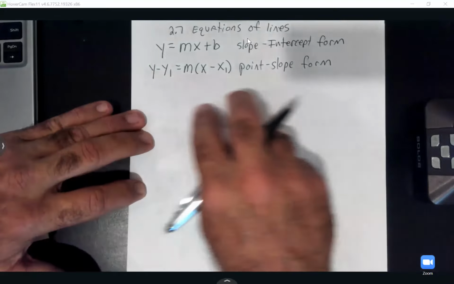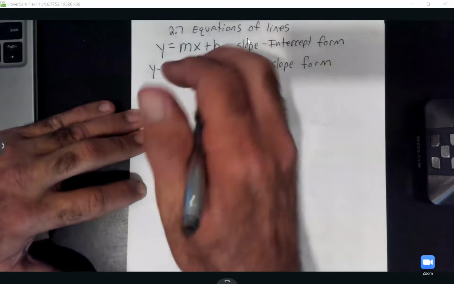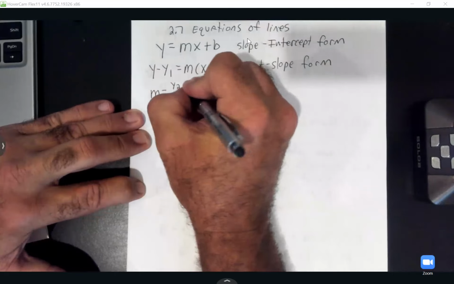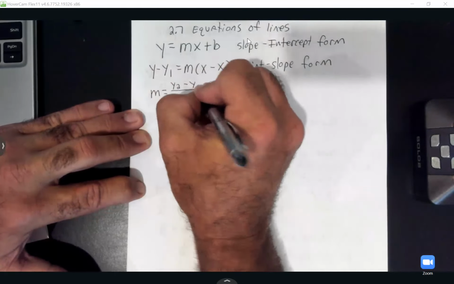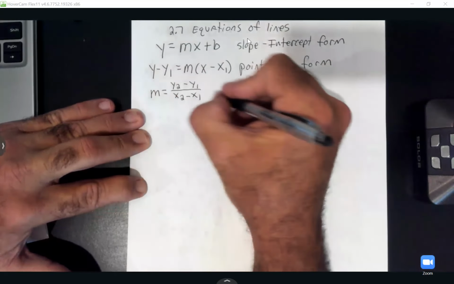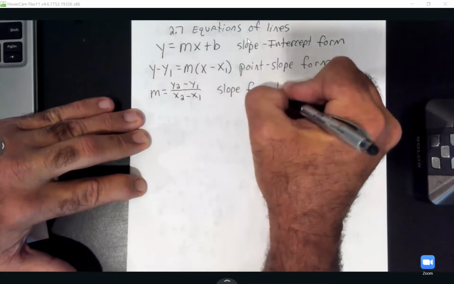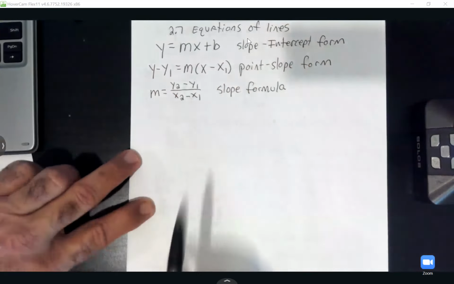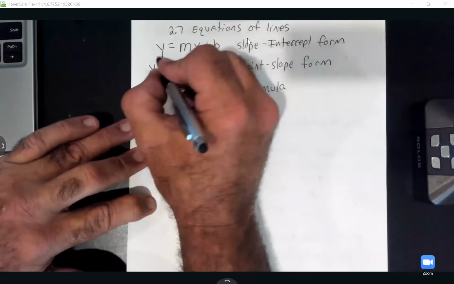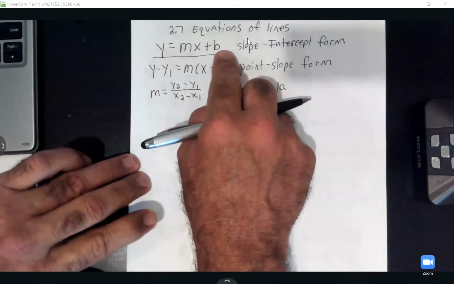Now, the only other formula that's going to help me in this section is what if I don't know my slope? So remember, the slope is still the formula y2 minus y1 over x2 minus x1. This is the slope formula. So y'all, these are the three formulas we're going to use in this section. Now our goal is to make them all in the end look like y equals mx plus b, okay?